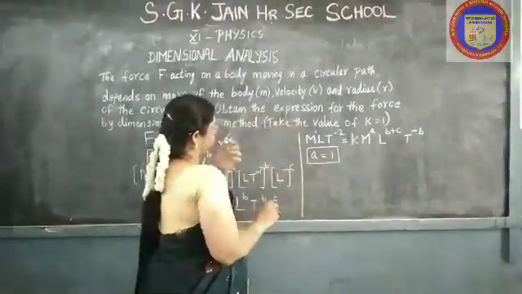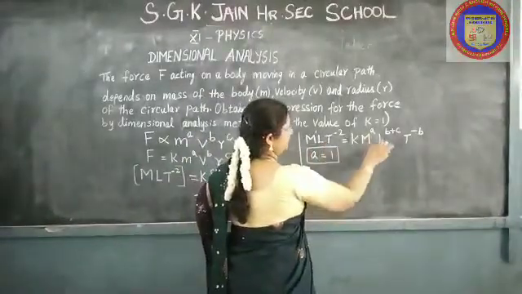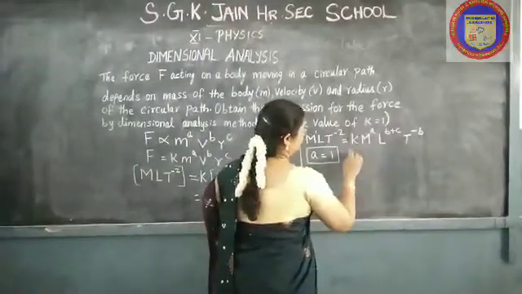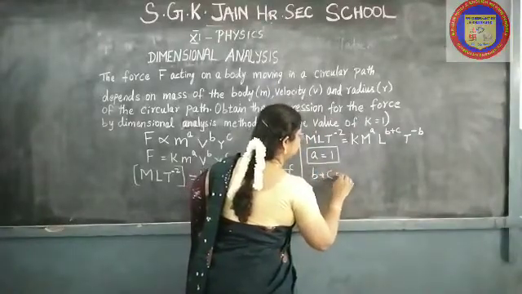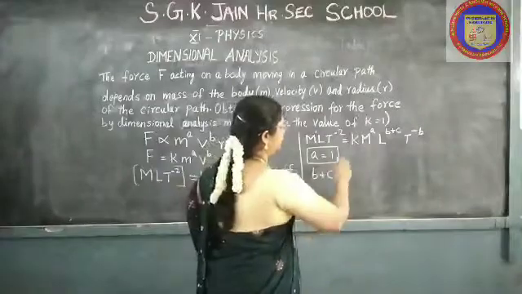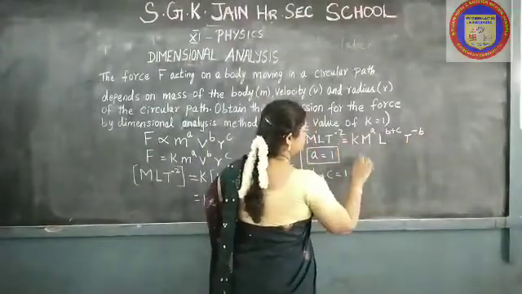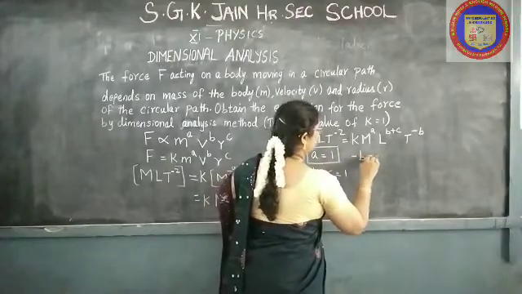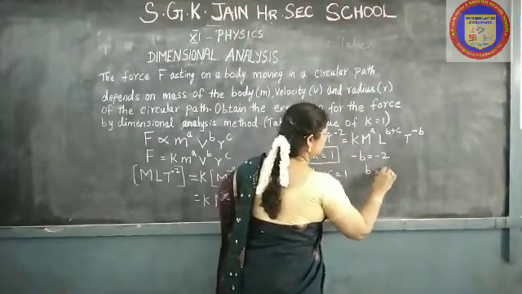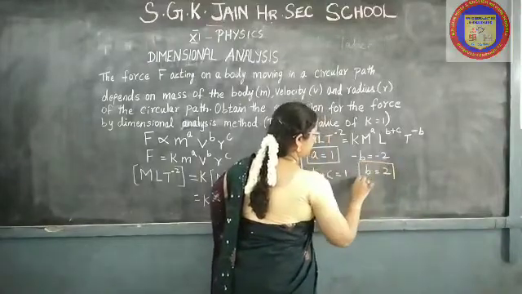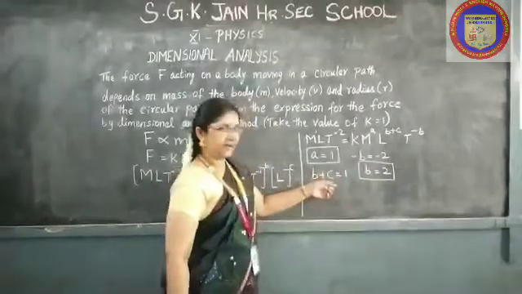Next I have to do for the L. What I have here, L is 1, here L is b plus c. So I will write it as b plus c is equal to 1. Then coming to my T value, here I can see minus b equal to minus 2. From this I can write b is equal to 2. So now I got the value of a, b. I should find out the value of c.